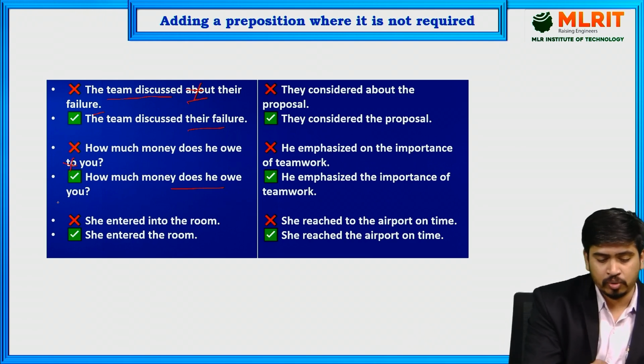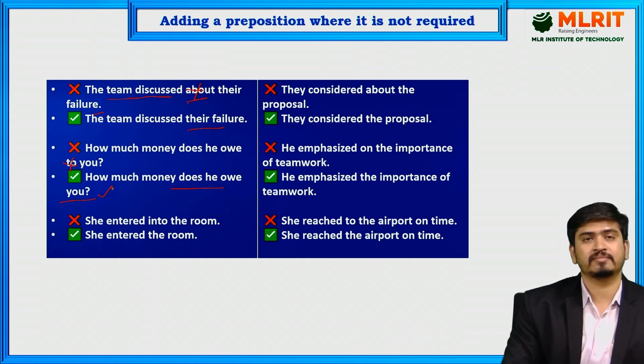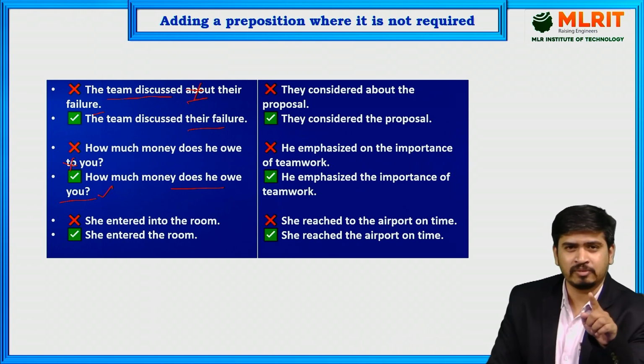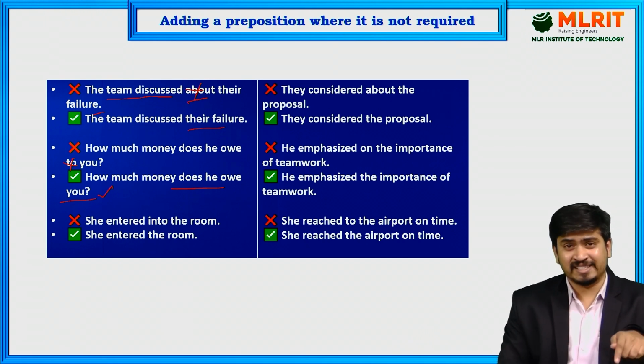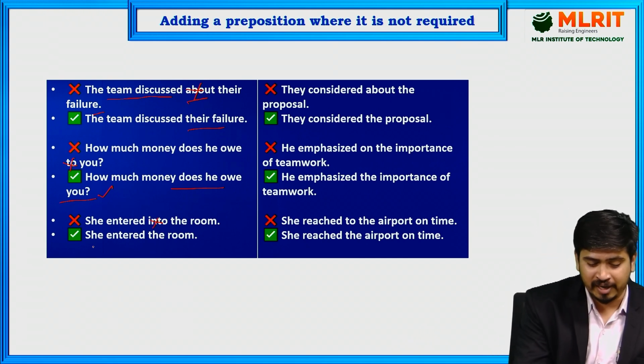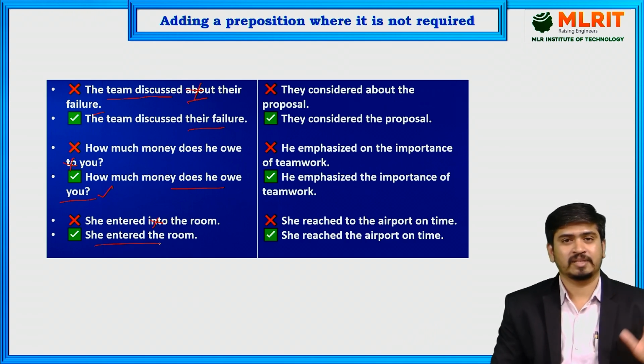Does he owe you directly? This is correct. Next example. She entered into the room. Yes, no? Even you too say the sentence like this, right? Into the room. We all do this. Here, into is not required. She entered the room. That's all.